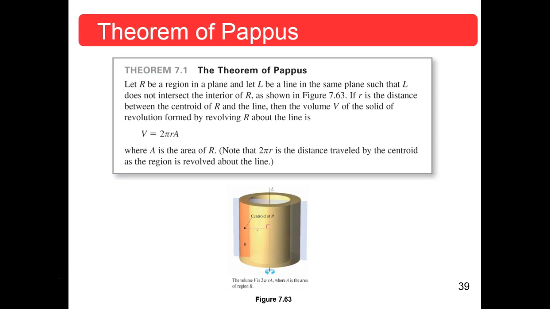But anyway, the final topic is this, and here's what the theorem of Pappus says. Let R be a region in a plane, and let L be a line in the same plane, such that L does not intersect the interior of R. Okay? As shown in this figure. So here's the plane, this purple sheet that goes through there, and L is a line in the plane, but it doesn't intersect the interior of R.